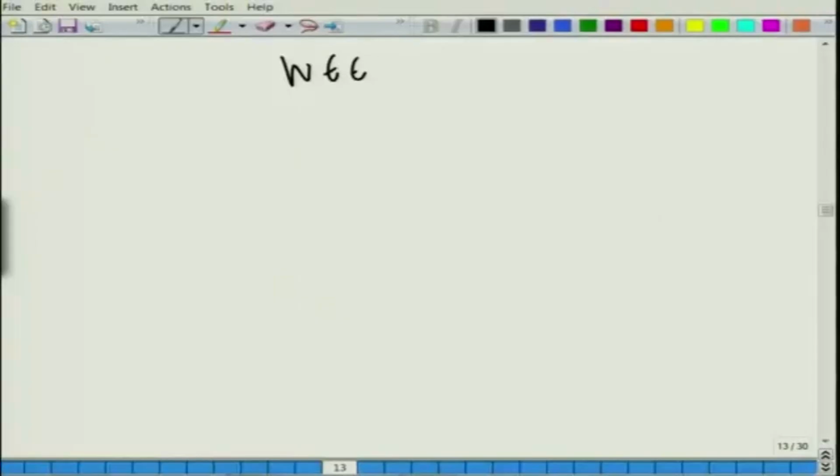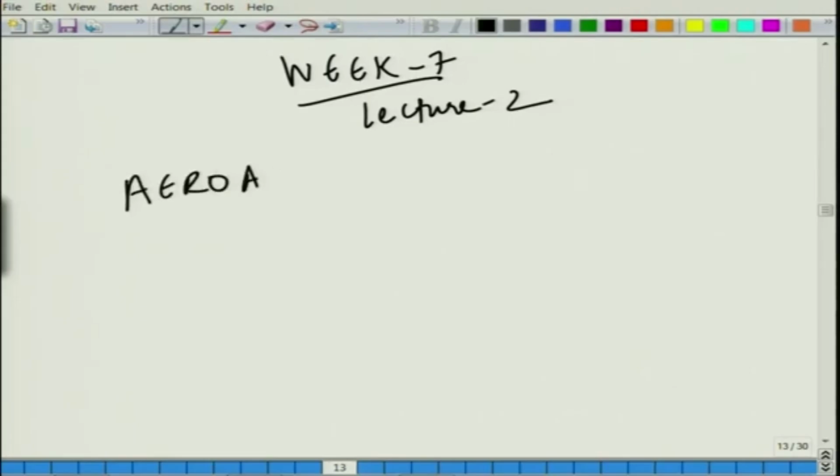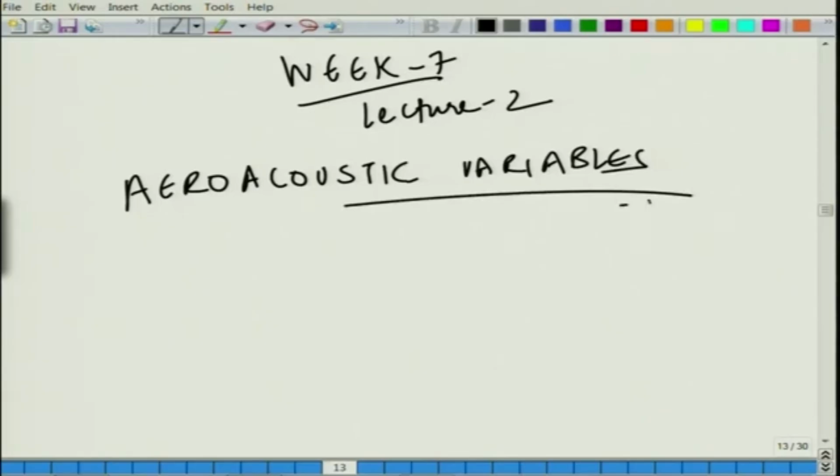Welcome to week 7 of our NPTEL course. We are in week 7, lecture 2. So, we are going to talk about the aeroacoustic state variables that I kind of just mentioned at the end of my last lecture. So, aeroacoustic state variables, that is what we are going to do now.